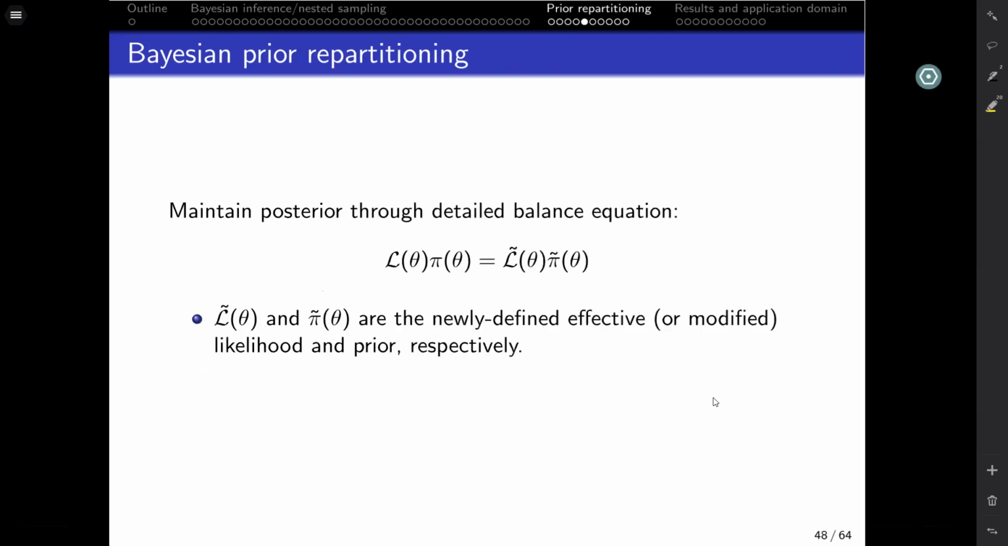Once we have that, the idea of BPR is to try to maintain the posterior while changing the proportion of the likelihood and prior according to some rules. So we try to keep the detailed balance equation the same. This is the original one, and this tilde L and tilde pi are the newly defined modified, effective likelihood and prior. And this effective prior should be able to accommodate that unrepresentative prior issue.